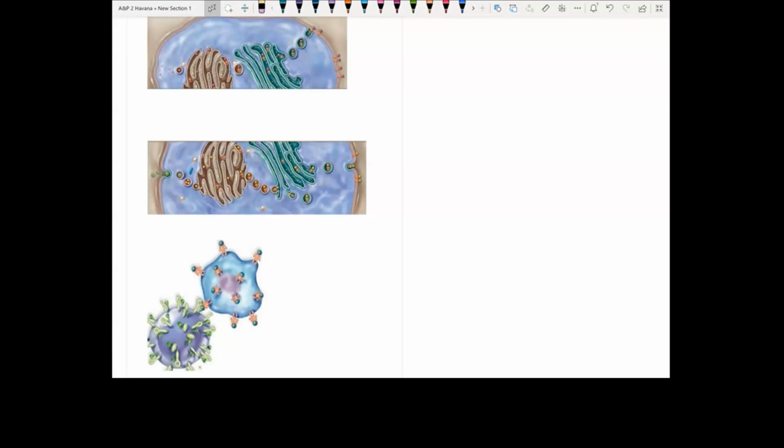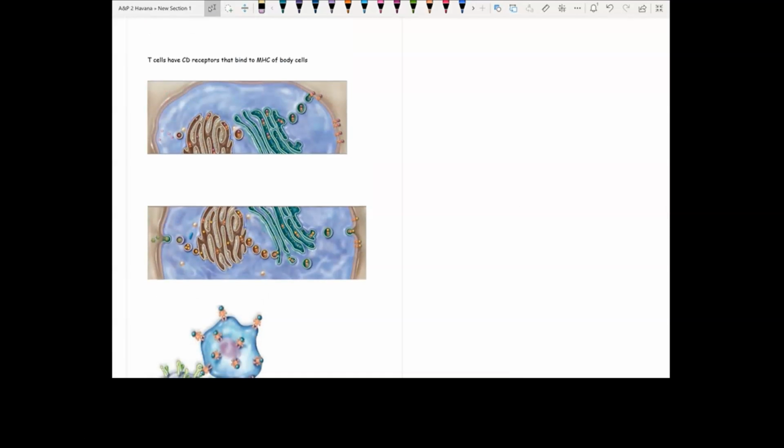Let's continue with chapter 22 and look at what some of those receptors on the T cells do. So remember that T cells have TCR and CD receptors. First, we'll look at the cytotoxic T. Cytotoxic T cells have TCR and they have CD8. Those are the two proteins that we talked about before on the surface of a cytotoxic T.